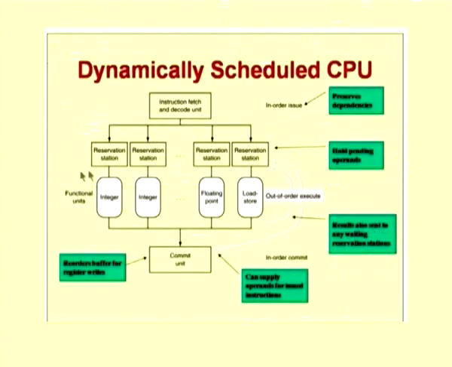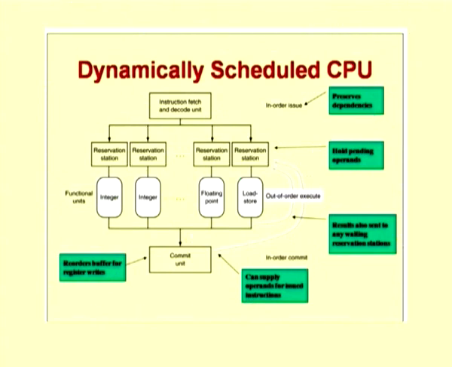So, you can see that with the help of these major structures and proper data paths which allow data to be forwarded from the commit unit to the reservation station, from the registers, from the commit unit to the registers, and so on, we can have a dynamically scheduled CPU which can be built.